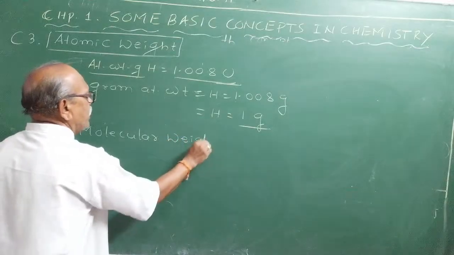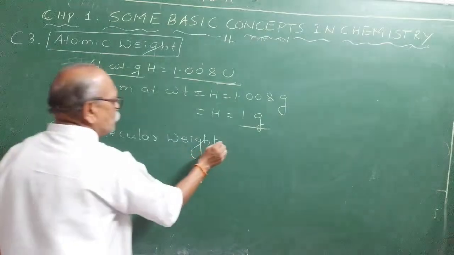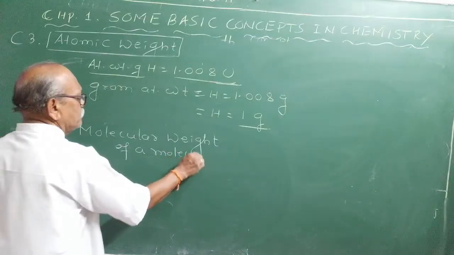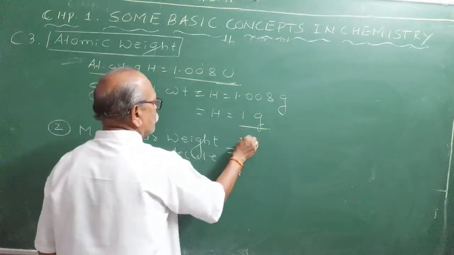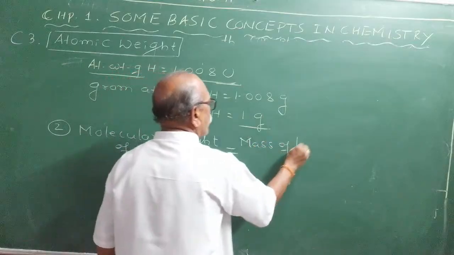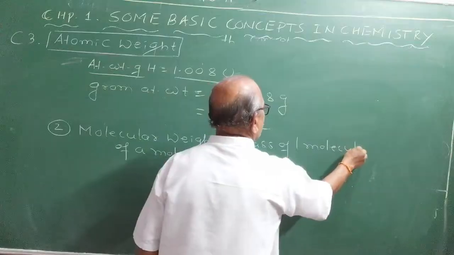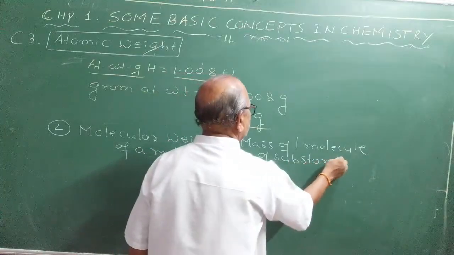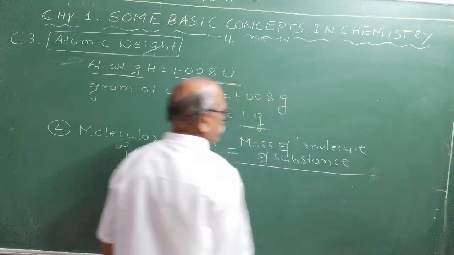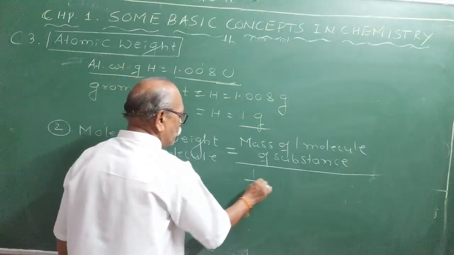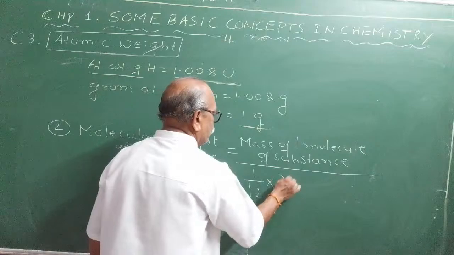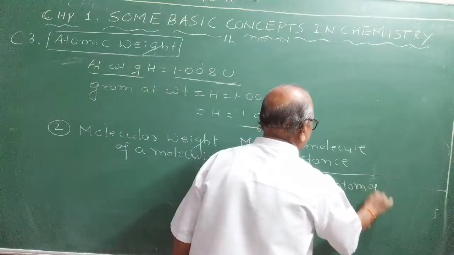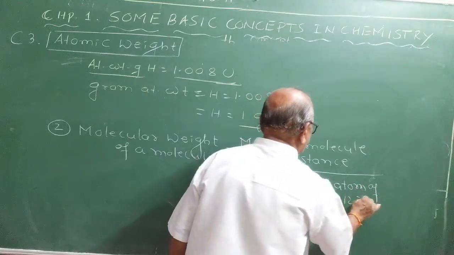Remember, molecular weight is also a relative number. The molecular weight of a molecule of a compound or element is obtained by the mass of one molecule of the substance divided by 1/12 of the mass of 1 atom of the carbon 12 isotope.